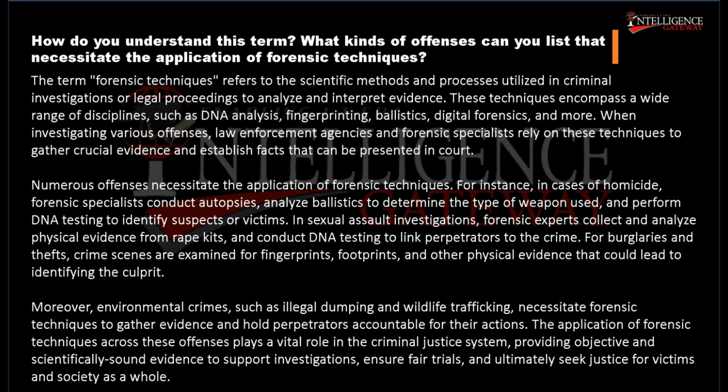Moreover, environmental crimes, such as illegal dumping and wildlife trafficking, necessitate forensic techniques to gather evidence and hold perpetrators accountable for their actions. The application of forensic techniques across these offenses plays a vital role in the criminal justice system, providing objective and scientifically sound evidence to support investigations, ensure fair trials, and ultimately seek justice for victims and society as a whole.